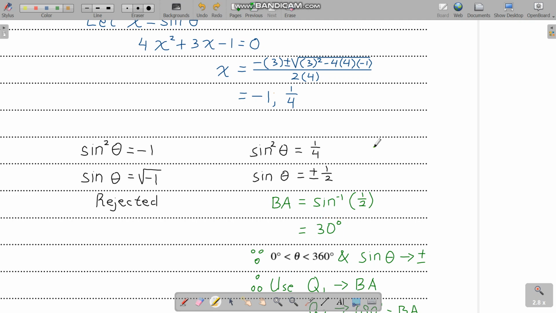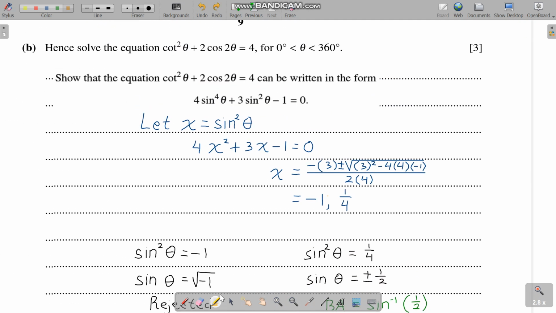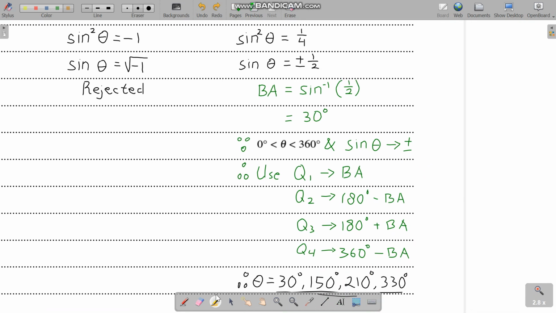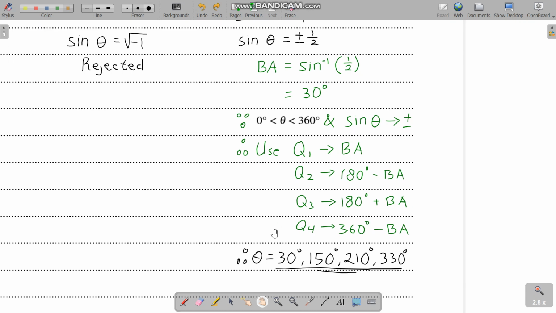Now if you look at the domain here, it says the domain is 0 to 360 degrees. So theta is between 0 and 360 degrees, and the value of sine theta is positive or negative, which means we can use all the quadrants 1 to 4. For quadrant 1, it's just the base angle, 30 degrees. For quadrant 2, we have to use 180 degrees minus base angle. For quadrant 3, 180 plus base angle. Quadrant 4, 360 minus base angle.